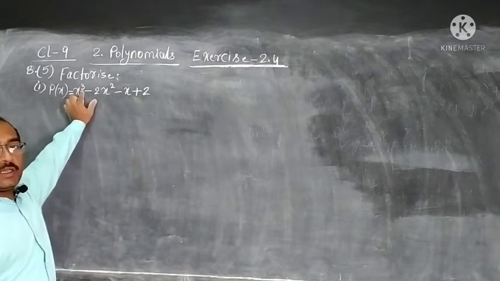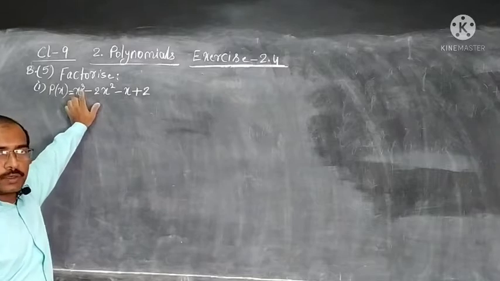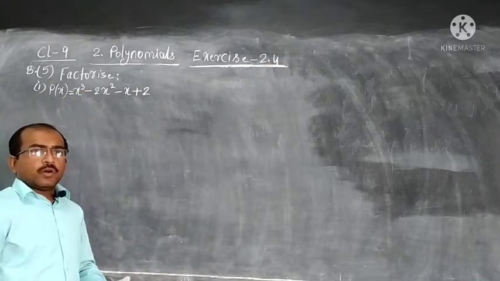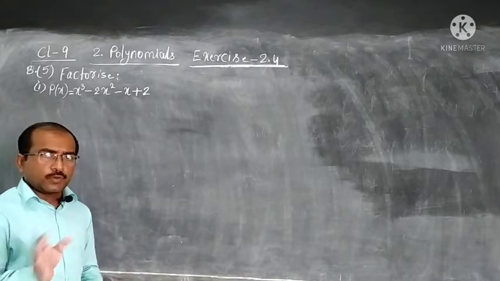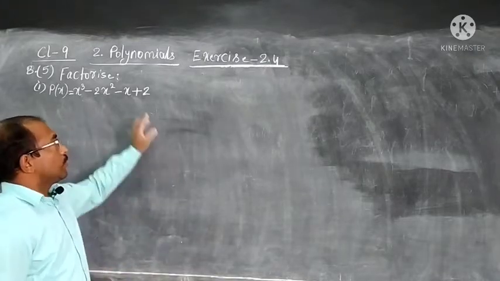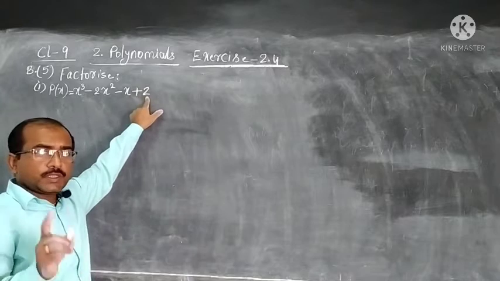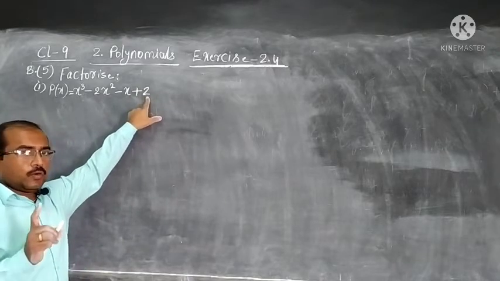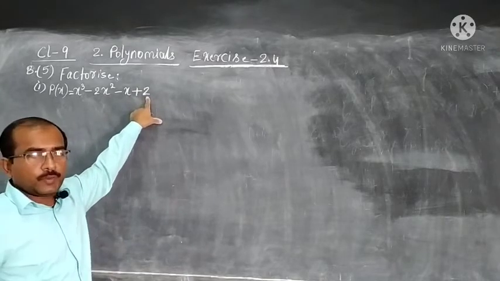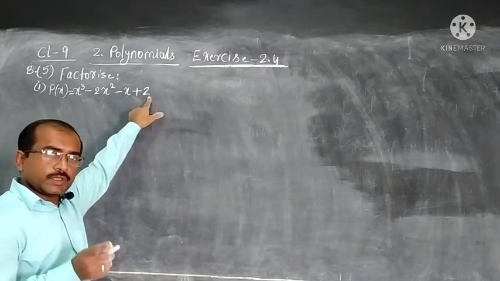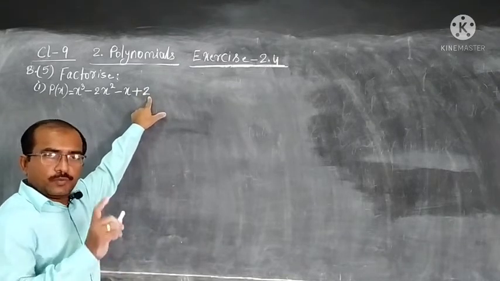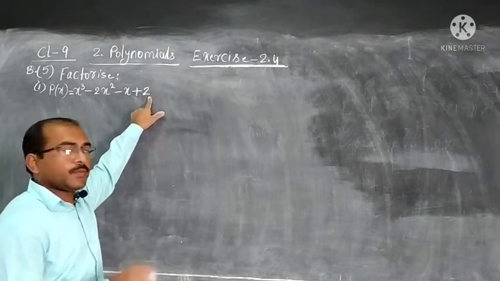As we see, the degree is 3, a cubic polynomial. Splitting the middle term or even finding the zeros and factorizing is not possible. So, what shall we do? First we will find the factors of the constant term. This is the first rule of factorizing a cubic polynomial. We will find the factors of the constant term. You will see in every polynomial there will be a constant. Let us find out the factors.